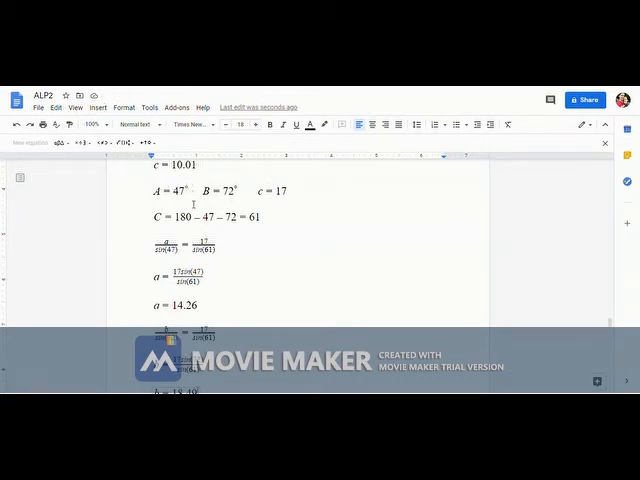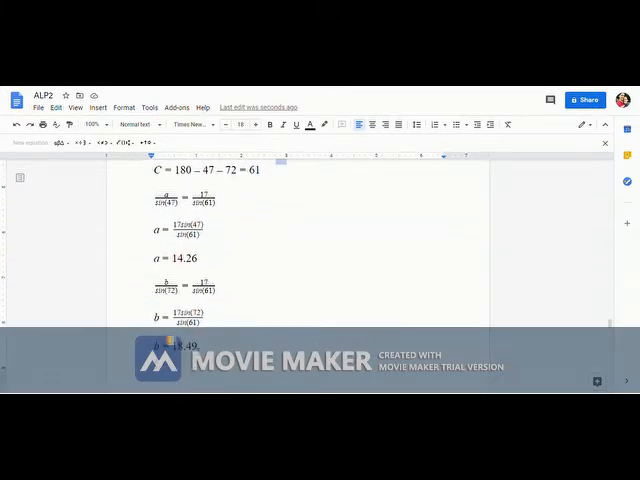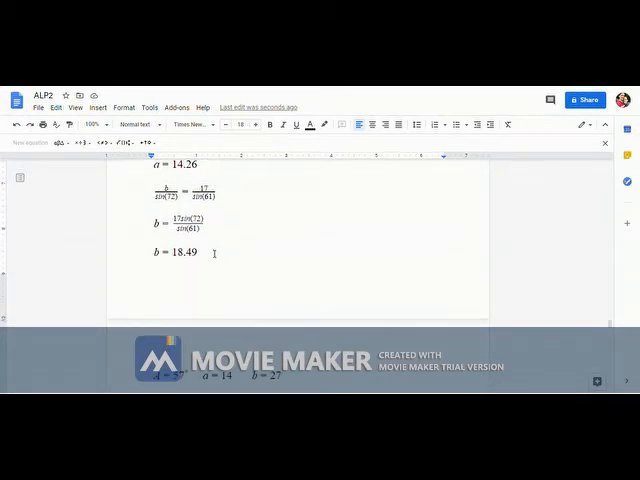We've got side A opposite of angle A, that's the smallest angle, and it's also the smallest side. The middle angle, the one that's neither the largest or the smallest, also gets the middle side, and the largest angle of 72 gets the longest side. So we know that those solutions at least make sense.